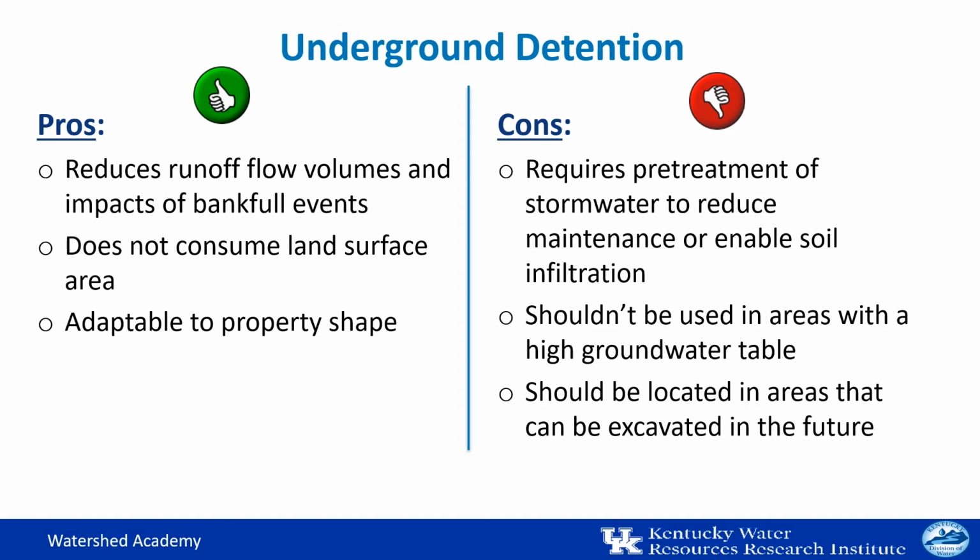These structures need to be constructed so that gravity helps water flow into and out of the system with a slope of no more than 2%. They should be located in areas that can be excavated if needed for maintenance or repairs. Installation of some sort of access hatch for maintenance is important.